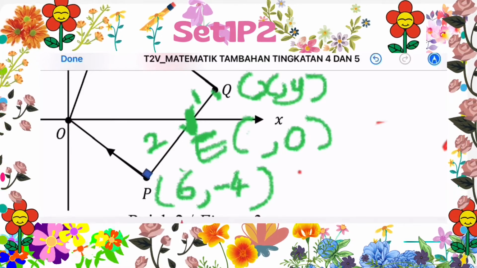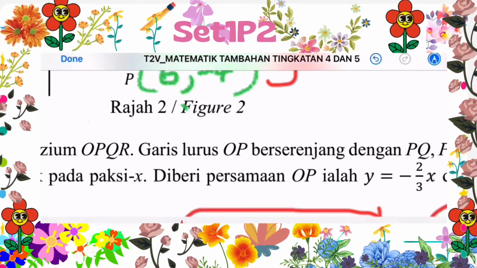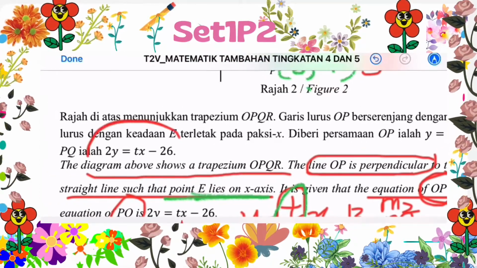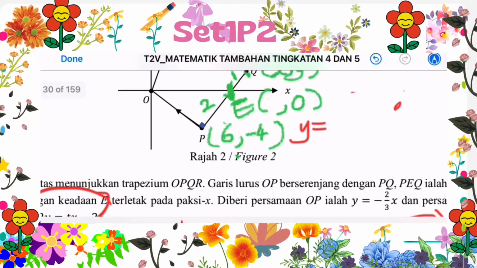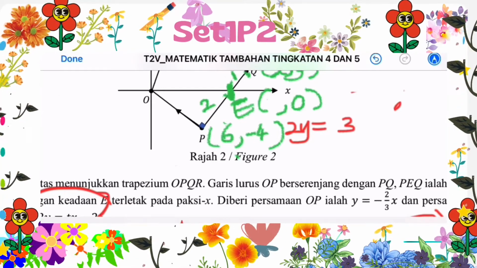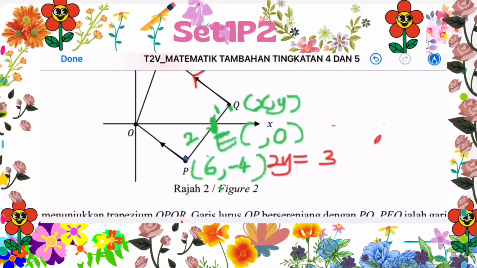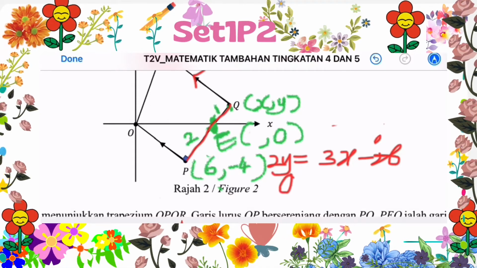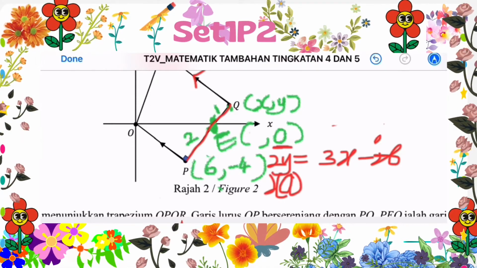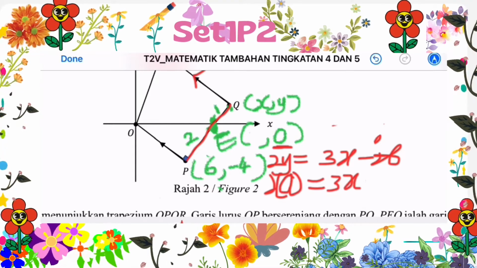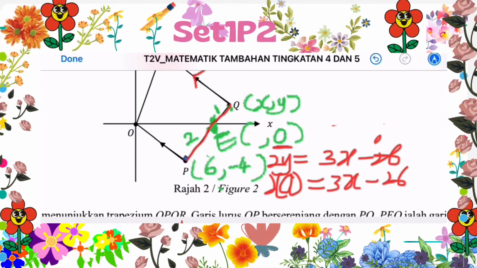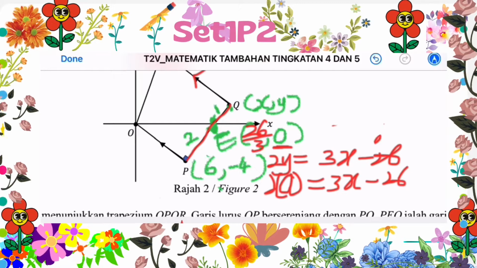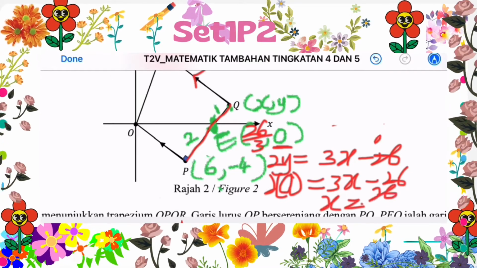Okay, the equation for PQ is this one: 2y equal to 3x minus 26, right? In this equation, I'm going to substitute my y as 0, 2 times 0, because at the point E the y coordinate is 0. So x is 26 over 3. It's okay, it is a fraction. So x is 26 over 3, right?